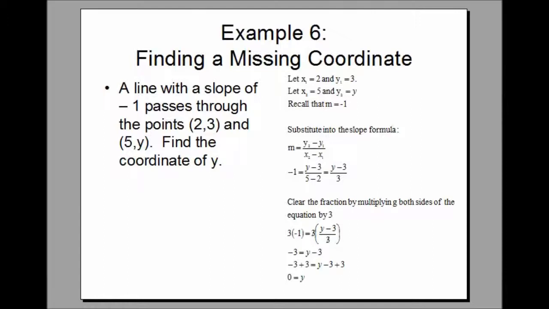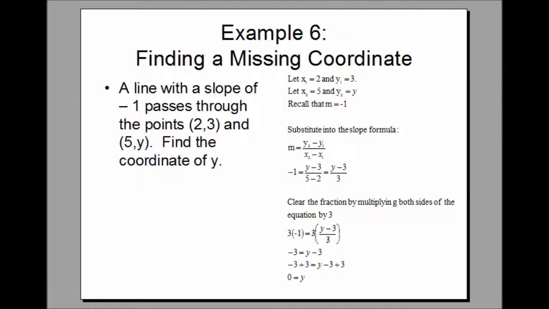Substitute into the slope formula. Replace m with -1, replace y1 with 3, and we let y2 just remain y. In the denominator, we replace x2 with 5 and x1 with 2. This gives us -1 equals (y minus 3) over 3.